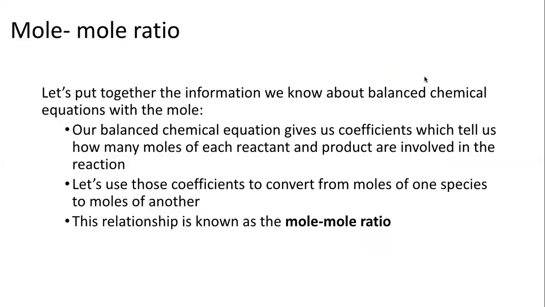So let's put together the information we know about balanced chemical equations with the mole. Our balanced chemical equation gives us coefficients which tell us how many moles of each reactant and product are involved in the reaction. Let's use those coefficients to convert from moles of one species to moles of another. This relationship is known as the mole-to-mole ratio.